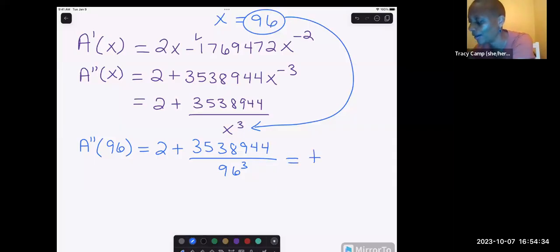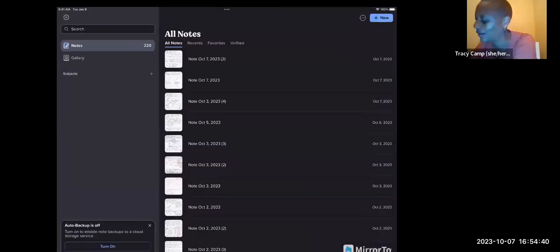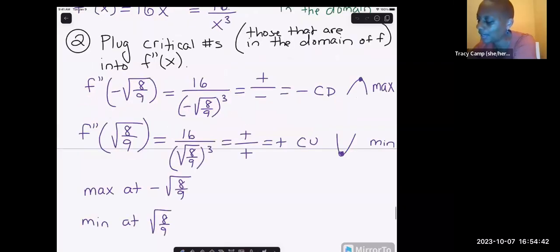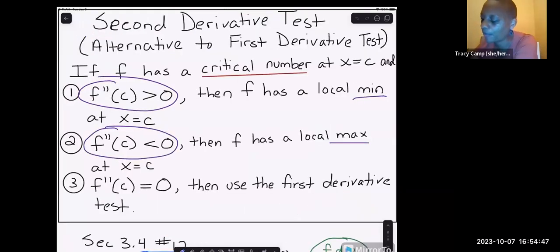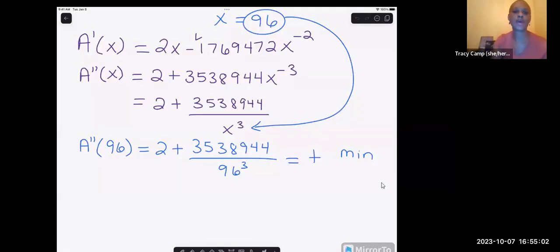And because I know this is a positive number, I can say that I have a min right here. Because according to the second derivative test, so just going back to the previous section, here we are. Whenever f double prime of your critical number is positive, then you have a local min. So that's how I know I have a local min, because my second derivative at 96 was a positive number.